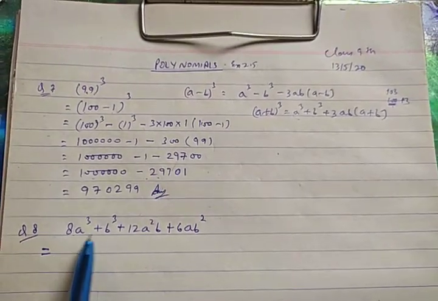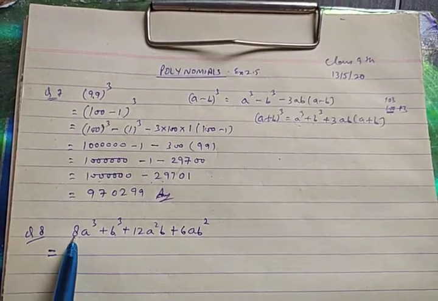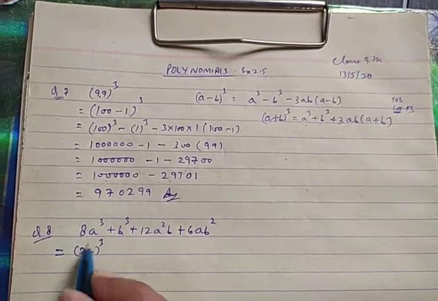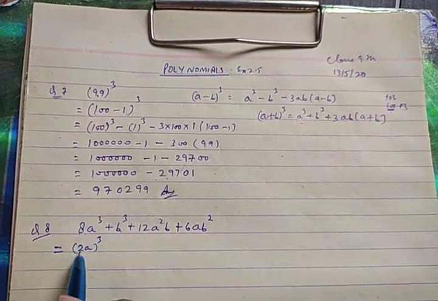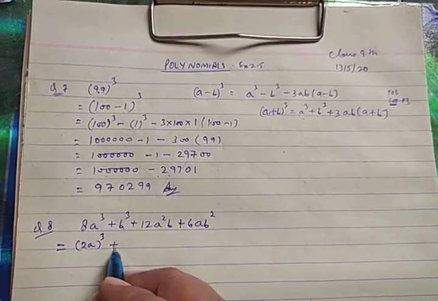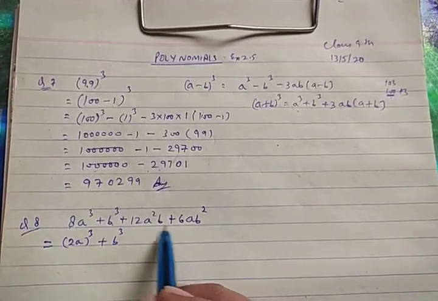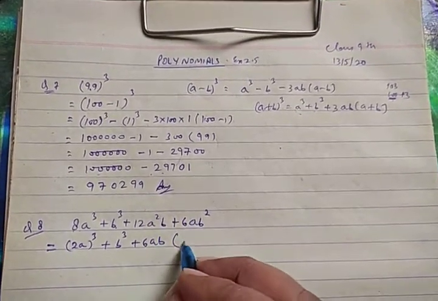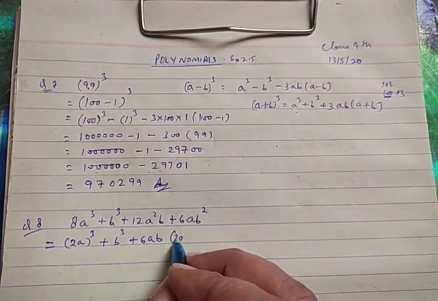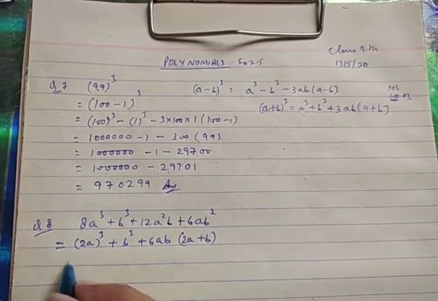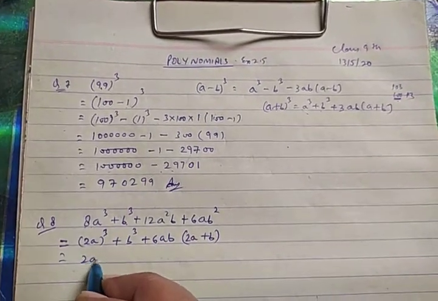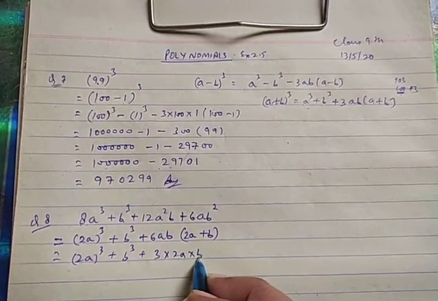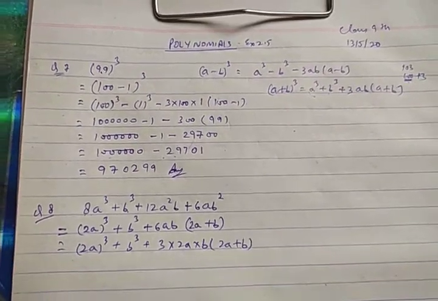Two quantities are looking like a cube plus b cube. It is written 8a cube, rather you will write it 2a to the power 3. It should be something to the power 3. Now 2 is involved in the whole cube plus b cube. Now take whatever is looking common here, that is 6ab is common. Within the bracket you will be left with 2a plus b. Once more you should rearrange it: 2a whole cube plus b cube plus 3 into 2a into b into 2a plus b.